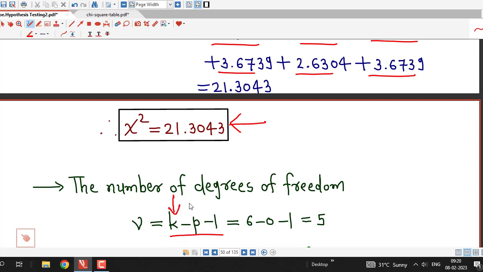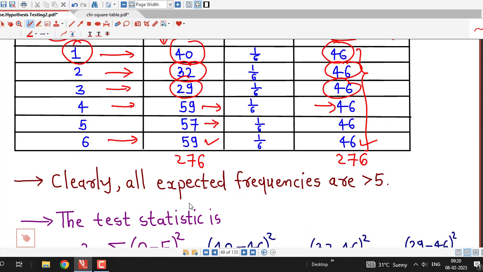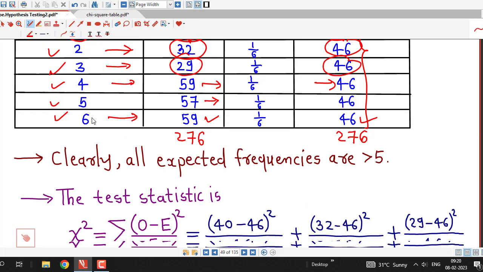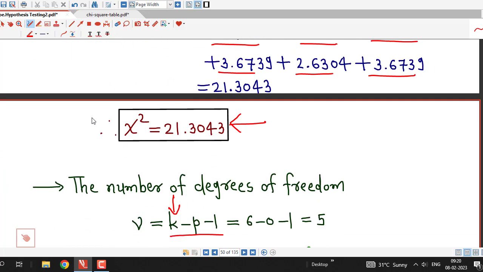K is the number of categories or groups or cells, and here we have 1, 2, 3, 4, 5 and 6 categories. So we take k equal to 6. Small p is the number of parameters of the hypothesized population which are estimated by sample data. Here we are not estimating any parameter using sample data. Therefore we consider small p equal to 0, and therefore we have 5 degrees of freedom.